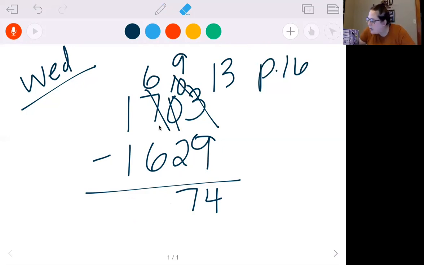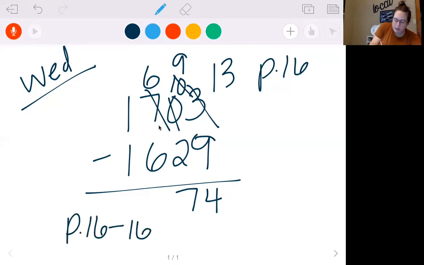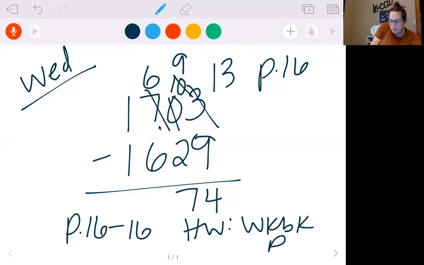So classwork today is going to be page 16, 1 through 6. And your homework is going to be workbook, page 15.